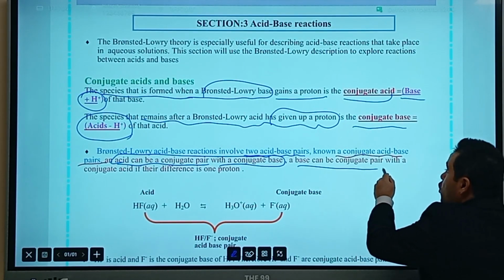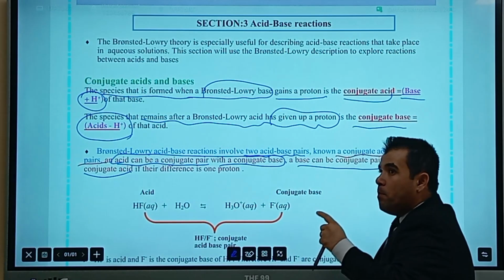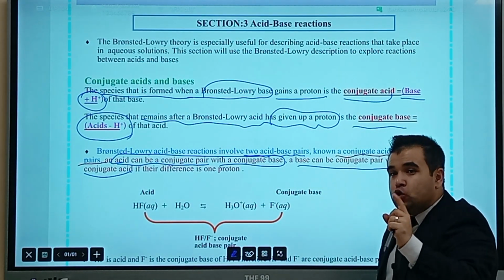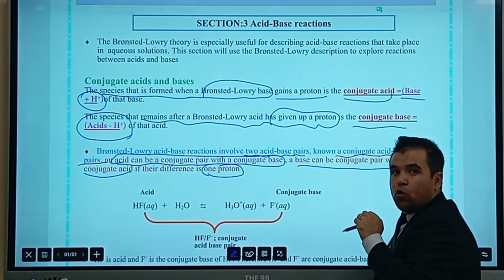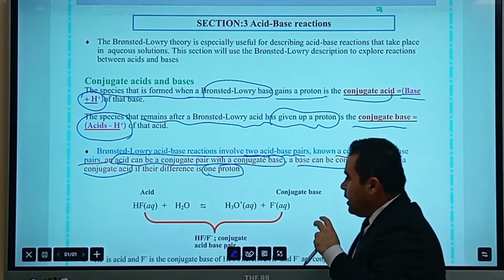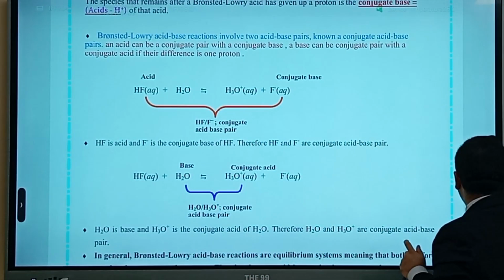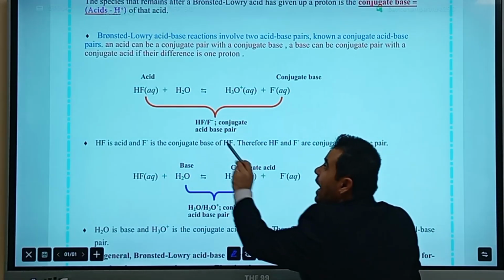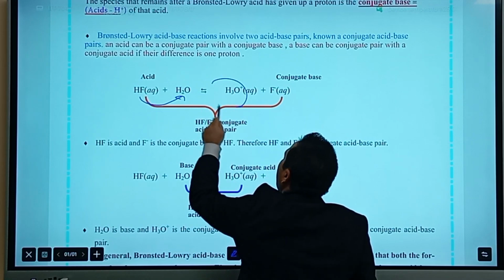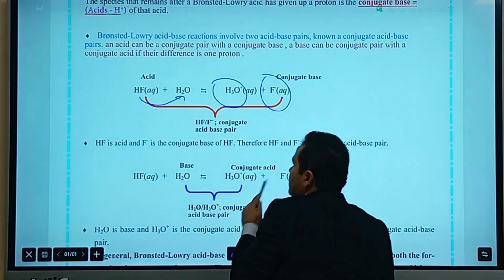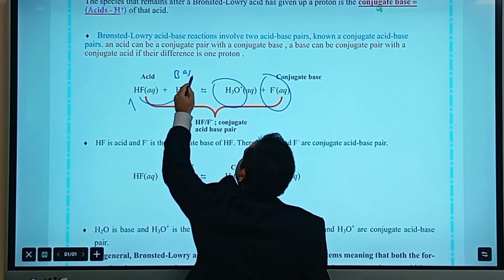A base with its conjugate acid can be a pair, but meeting one condition, which is what? In between them there should be one proton of difference. One proton of difference. Let us determine the conjugates and the conjugate pairs in this example, guys. Here HF donates a proton to H2O to form hydronium and F negative. HF is the acid, H2O becomes a base.